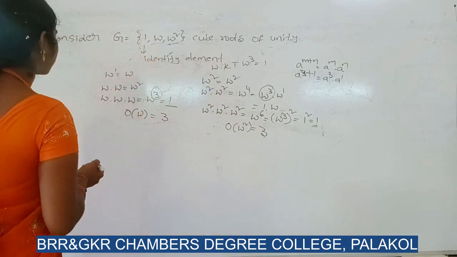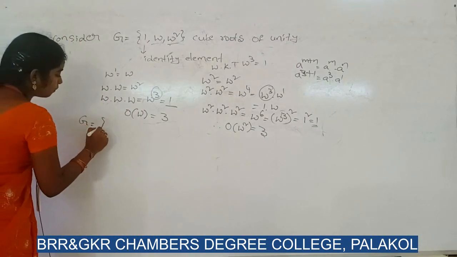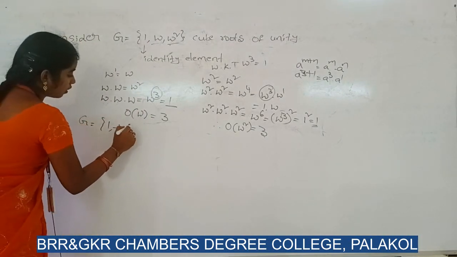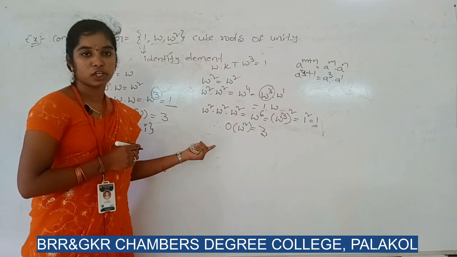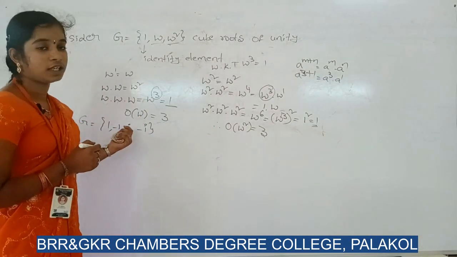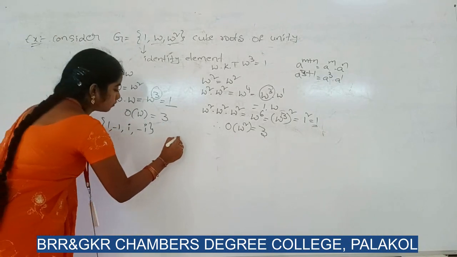And one more example: Z equal to {1, minus 1, i, minus i}, with respect to multiplication. We have to find the order of i.